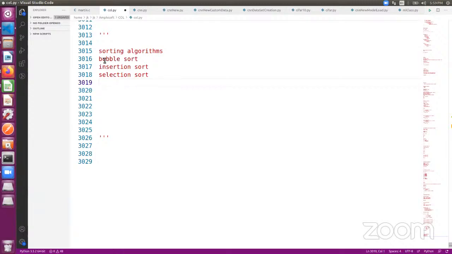Now we will discuss bubble sort and insertion sort, and I would give it as an assignment for you to see what is selection sort. Next class we'll discuss. I want you people to understand what is selection sort and come to the next class. Fine. So first let us see bubble sort.